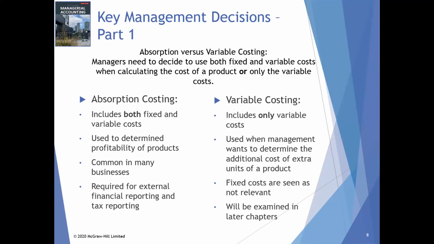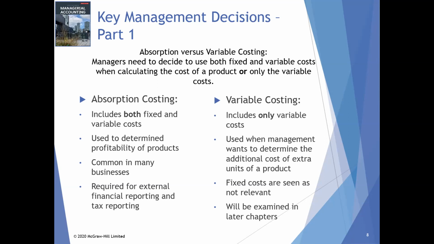So in this case, this cost will be used to find out the profitability of the product, and it is common in many businesses and required for external financial reporting and tax reporting. Right. So the variable costing system includes only variable cost and is used when management wants to determine the additional cost of an extra unit of the product. Means if an extra unit is produced, what will be the additional charges for that? So they need to calculate it.